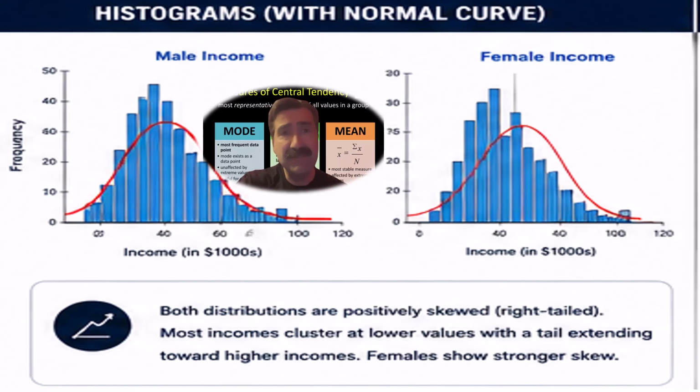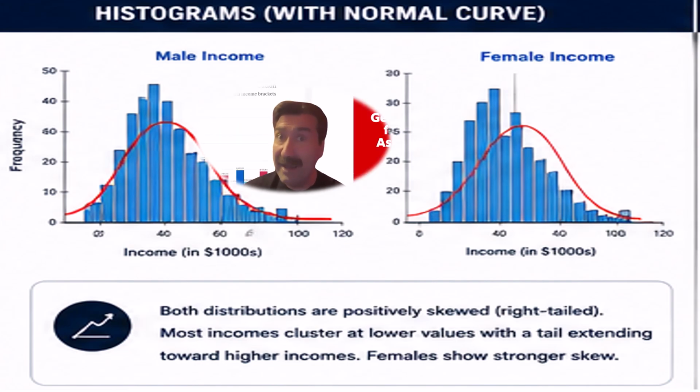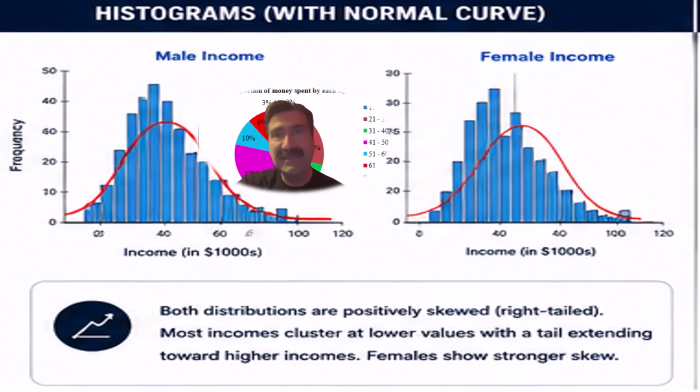In this analysis, both income distributions display positive skewness. Most observations cluster toward lower and middle income levels. A smaller number of high income observations extend the distribution toward the right. This pattern creates a longer right tail. The female distribution appears even more skewed than the male distribution. Histograms make these patterns immediately visible. This is one reason visual inspection remains an important component of quantitative analysis.